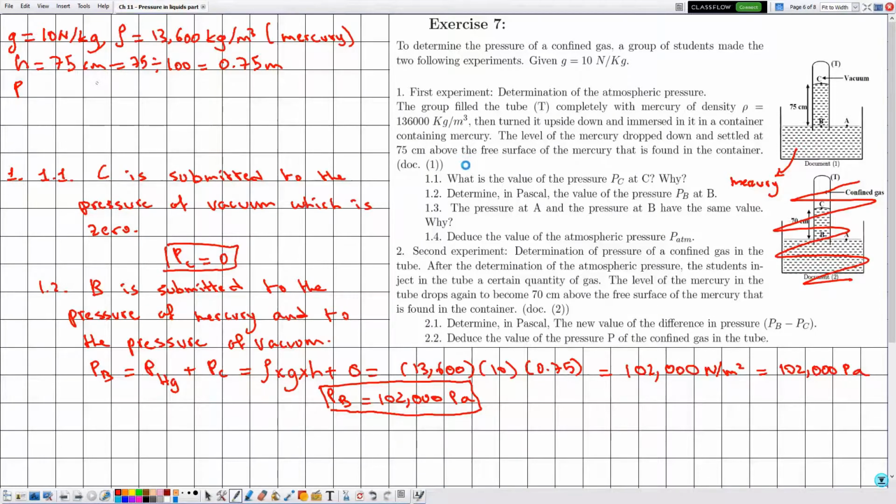So let me write here, corresponding for the first experiment, the total pressure at the point B is given by 102,000 Pascal. Now in 1.3, the pressure at A and the pressure at B have the same value.